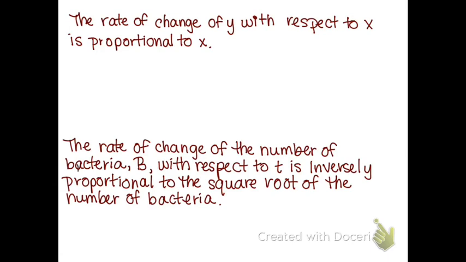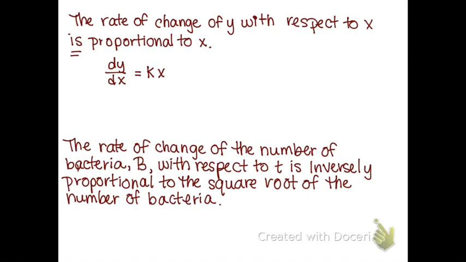So we would write the rate of change of y as dy dx because it says with respect to x. The rate of change of y with respect to x is proportional to. So "is" means equal. Proportional means it's some constant times x. So for this statement, we're going to translate it as dy dx equals k times x.